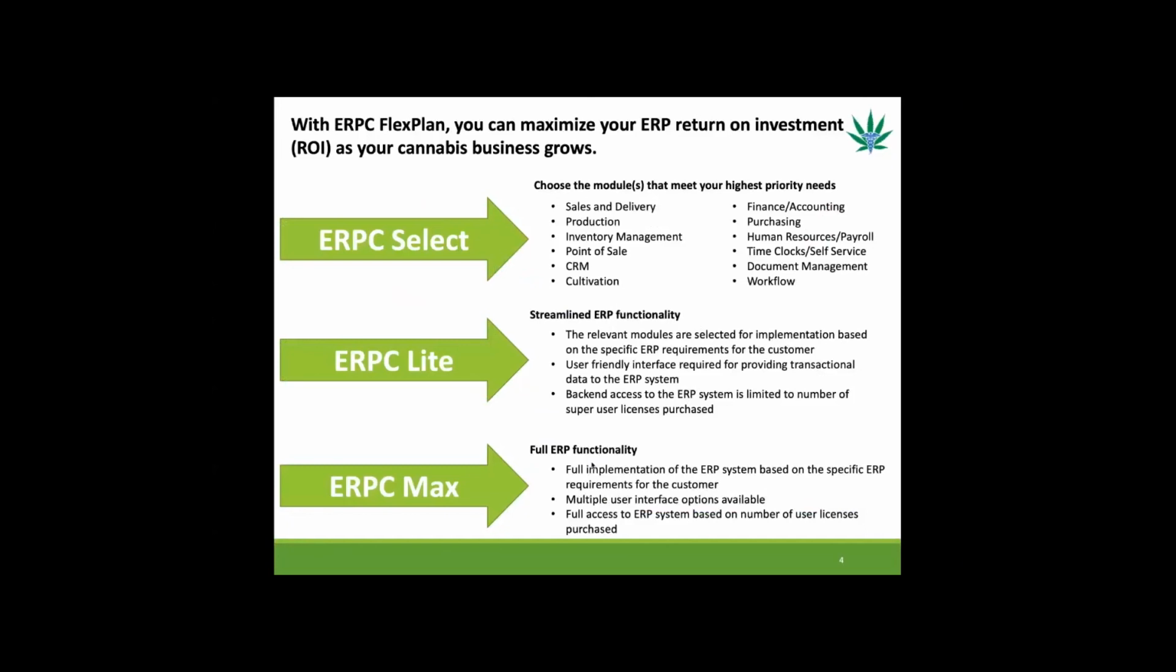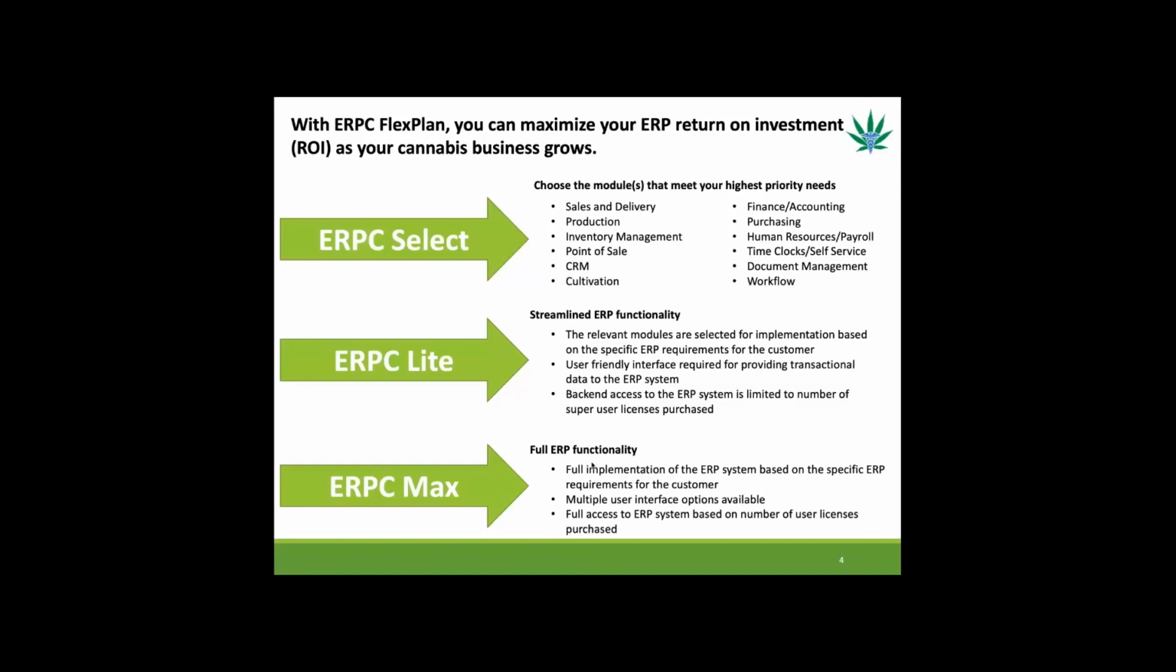So we have different levels available, and of course, as we work with customers, we can identify specifically or make recommendations on what may be needed, but we have different levels. With ERP Select, you are able to select the module or modules that might be applicable. So it may be that as a dispensary, I just need a point of sale solution to get up and running, or as a cultivator, I just may need cultivation, or as a producer, I just want to be able to manage inventory and produce product and have that all streamlined within your organization.